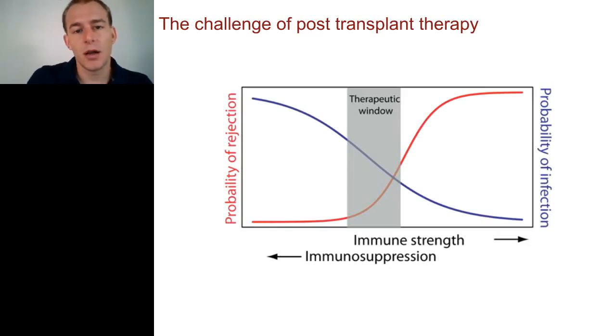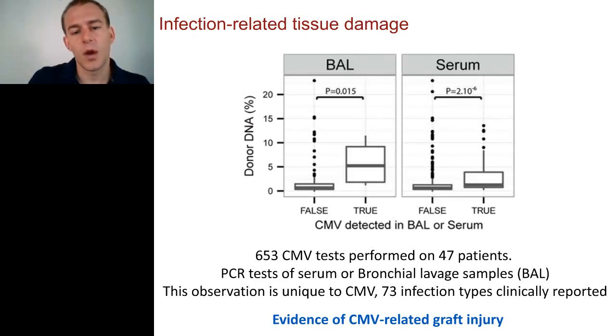And so I wanted to remind you of this dual risk that exists in transplantation. We have a marker that's potentially informative of rejection, but it's still clear that more work needs to be done on the infection front. One way to illustrate this is we've collected essentially all the clinical data available for these patients on infections. And we found that there's an elevated level of donor DNA at the time that CMV infections are diagnosed or detected in these patients, both in bronchial lavage samples and in serum.